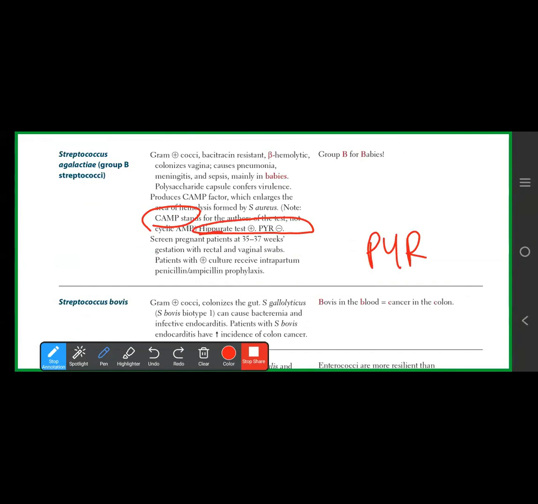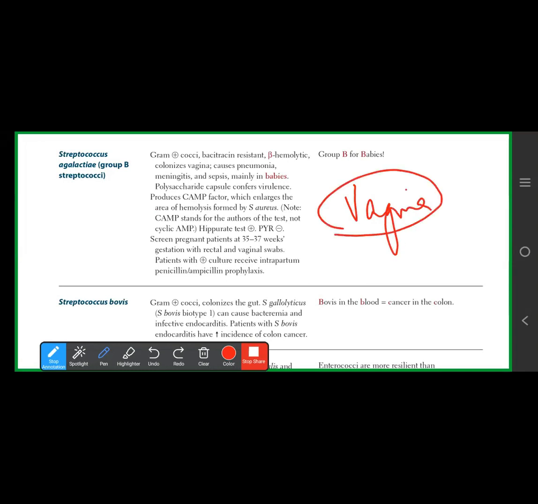Whenever you think about agalactiae, the case scenario is babies. They will tell you the patient has pneumonia, meningitis, sepsis, everything, but in babies. It is usually colonized in the vagina. That's why when you screen a pregnant woman around 35 to 37 weeks of gestation, you will see a positive vaginal swab. That's why it's seen in the baby. So if you're seeing pneumonia, sepsis, meningitis in babies, it is group B streptococci, which have the CAMP factor, are PYR negative, and hippurate test positive.